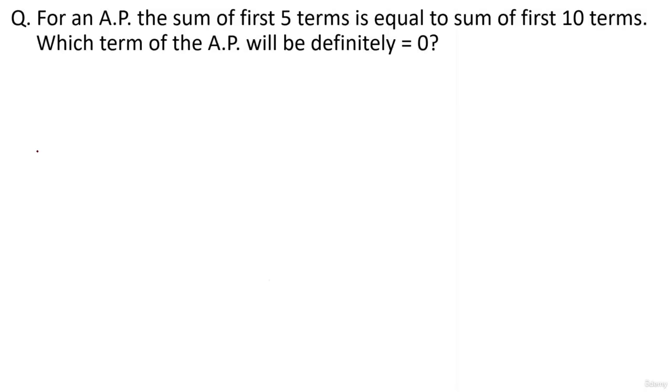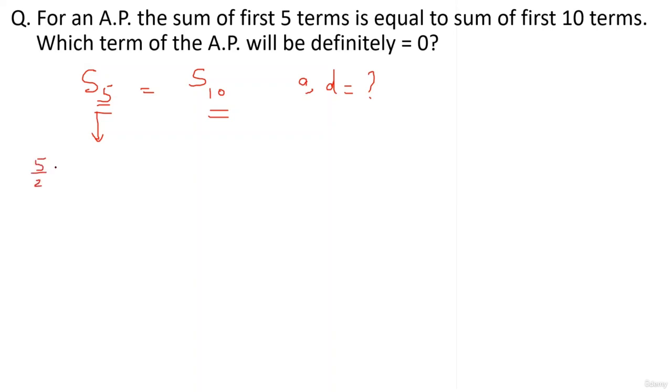For an AP, the sum of the first 5 terms is equal to the sum of the first 10 terms. Which term of the AP would definitely be equal to 0? Now, as per the question, the sum of the first 5 terms is equal to the sum of the first 10 terms. I don't know the first term or the common difference, but no problem, we will take them as a and d.